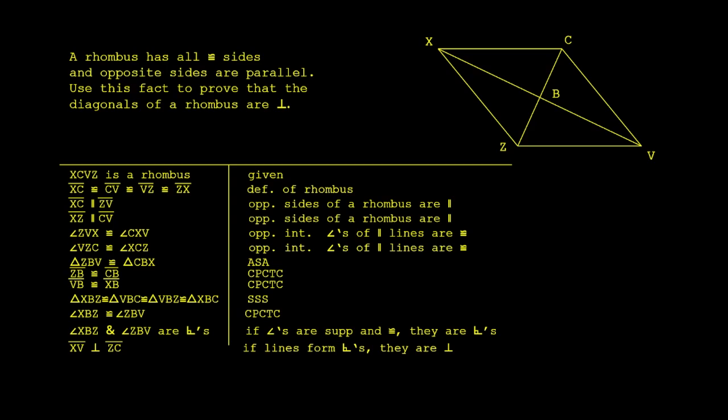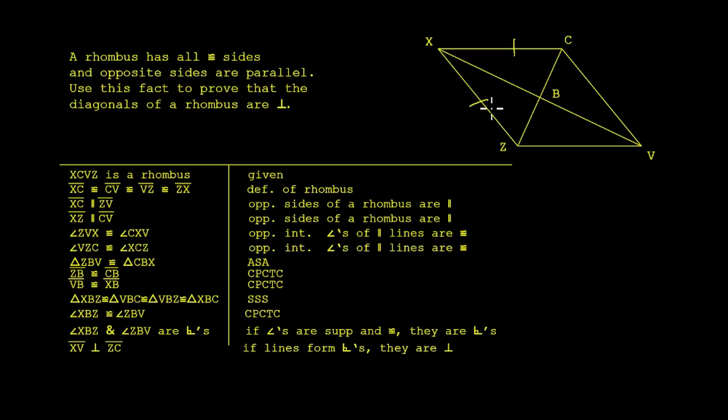In this video, we will be doing a proof with a rhombus. First, a rhombus has all congruent sides and opposite sides are parallel. That's the main properties of a rhombus. Use this fact to prove that the diagonals of a rhombus are perpendicular.